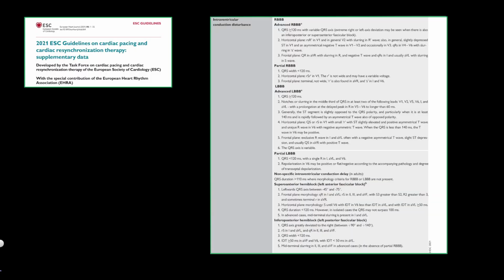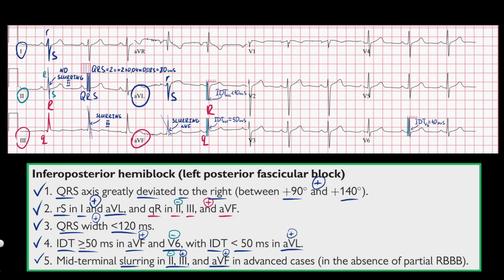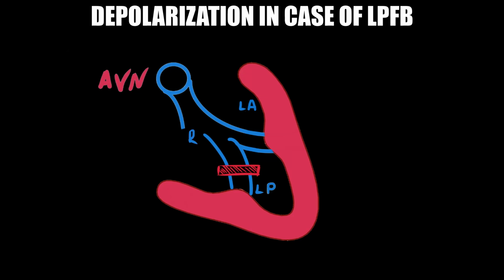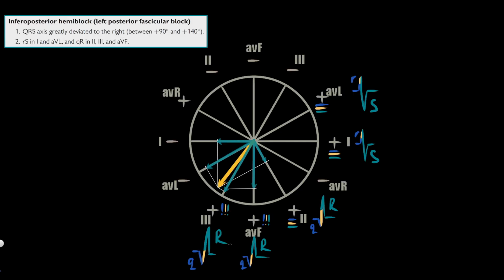In this video, we define the ECG criteria of left posterior fascicular block according to the current European Cardiology Society guideline. After this, we find all of these criteria in a real ECG example. As a next step, we explain the changes in the ventricular depolarization direction caused by left posterior fascicular block, with an explanation of QRS complex formation.